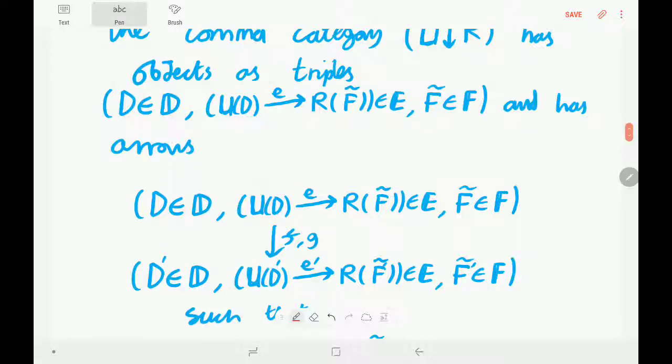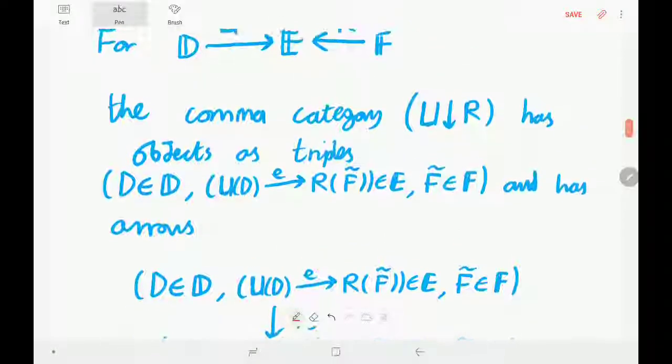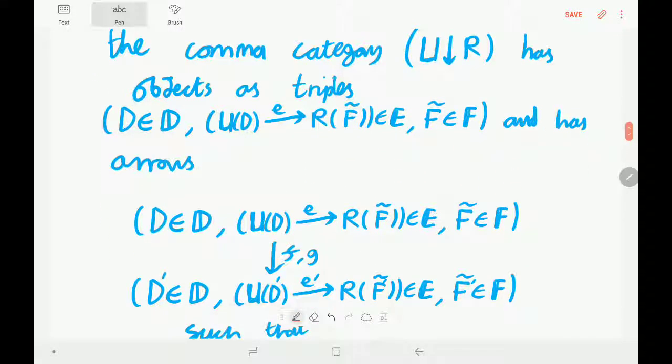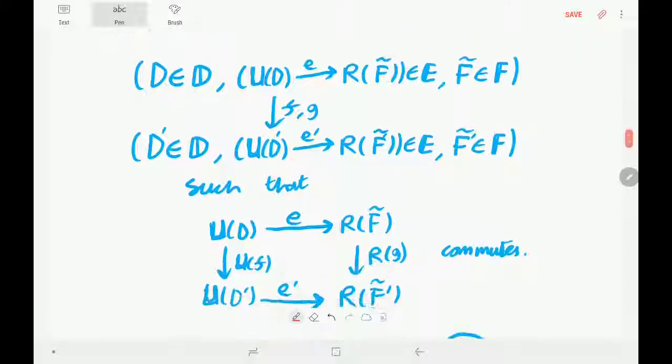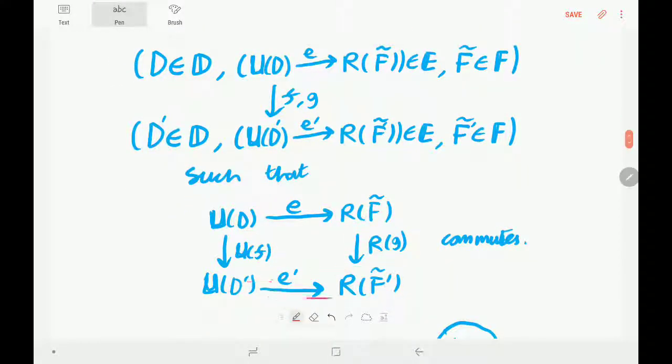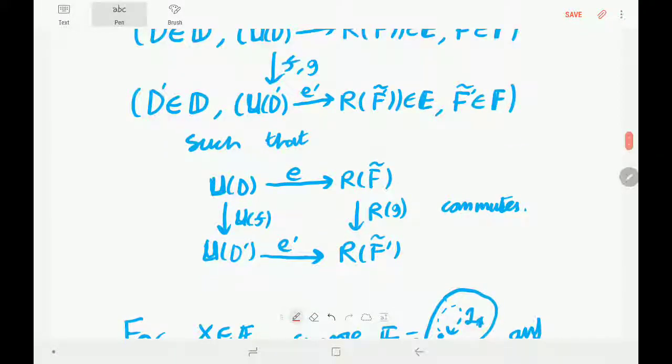The arrows in the comma category are pairs of an arrow little f from D to D dash in category D, and an arrow g from F tilde to F dash tilde in category F, which is such that this diagram commutes. So we have R of g after E is E dash after U of f. Okay.